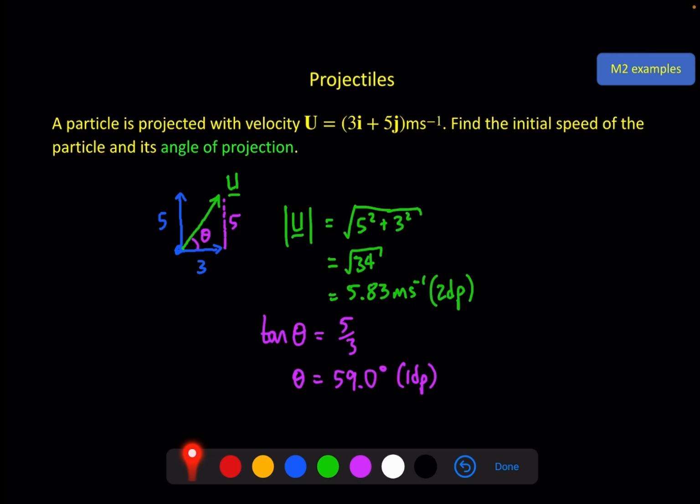At this point, I think I could call this finished because I've indicated on the diagram where theta is, but if I wanted to be very careful about that, I could say 59.0 degrees to 1 decimal place to the horizontal. Or to the positive i direction or something like that, just to make it really clear what that angle is, because you could have found this angle and that would have been fine as well, so long as you were clear that that was the angle you had used.